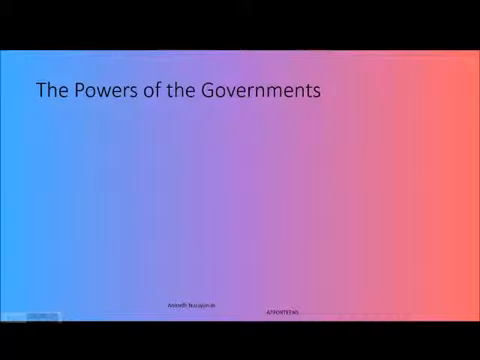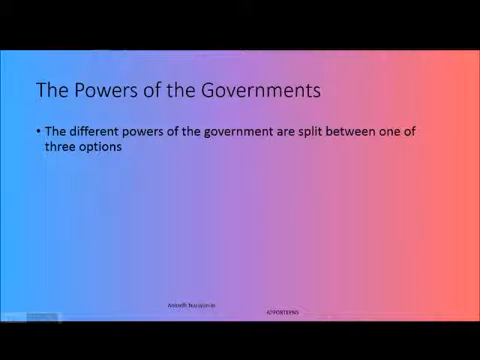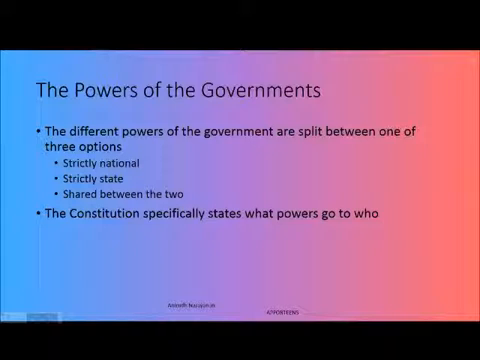Now, the powers of the governments. The different powers of the government are split between one of three options. A power could be strictly national, which means that only the federal government has this power. Power could be strictly state, which is the same thing: only the state government has it. And then there's also shared between the two, powers that both governments have all of, or both governments have a portion of. The Constitution specifically states what powers go to who. So let's start looking at some of those powers.